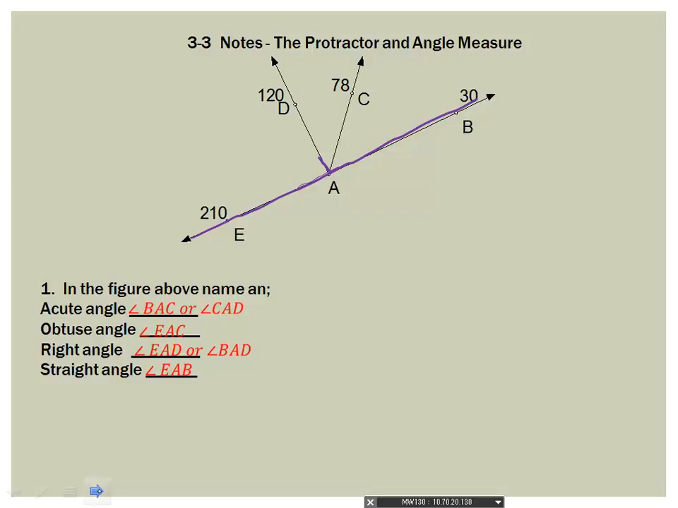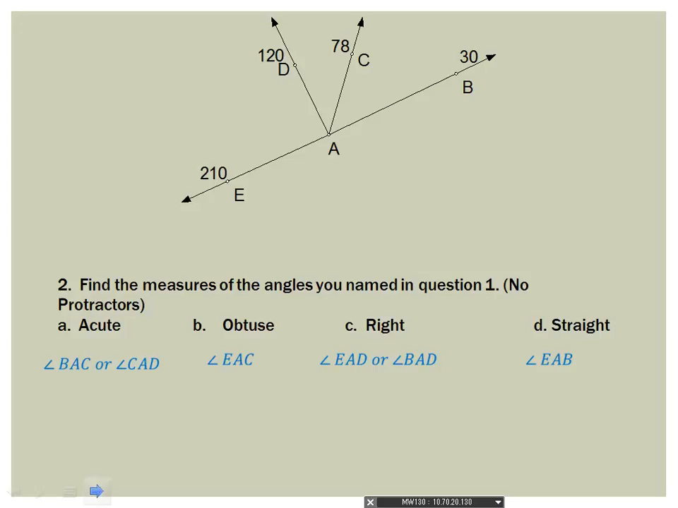All right, how did you do on number 2, finding the angle measures? Find the measures of the angles you named in question 1. No protractors. Okay, acute, angle BAC or angle CAD. All right, so the same ones that we saw. How do we figure these out? We look at the coordinates. Okay, so we can do 78 minus 30. And what does that equal? 48. So angle BAC is 48.